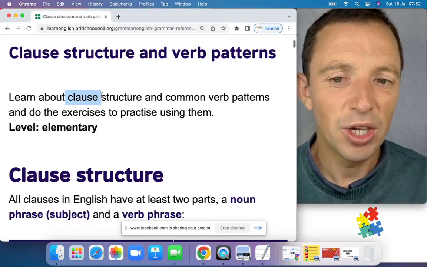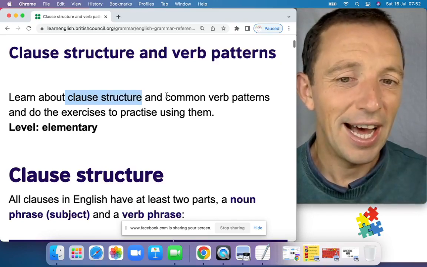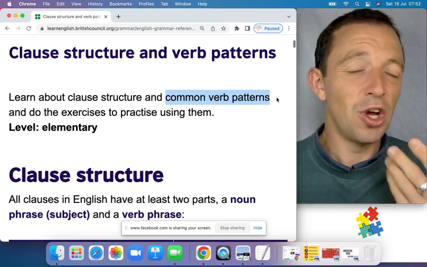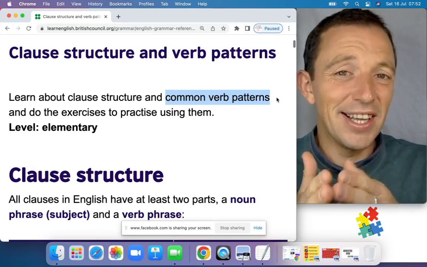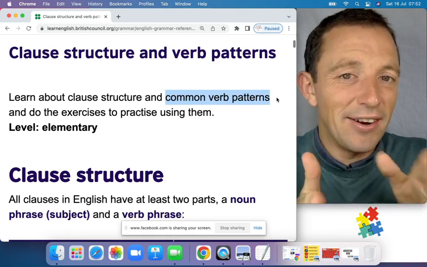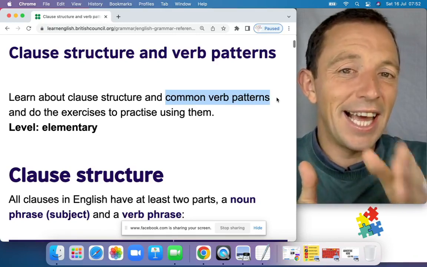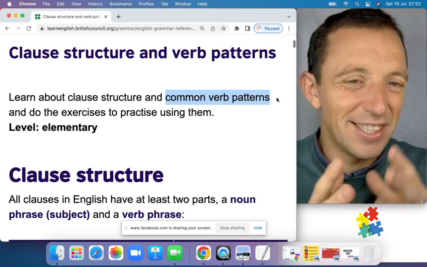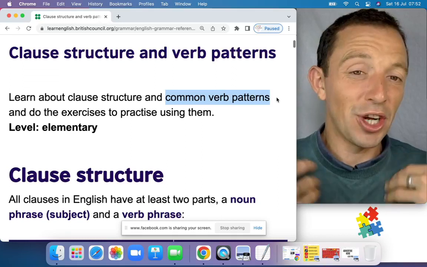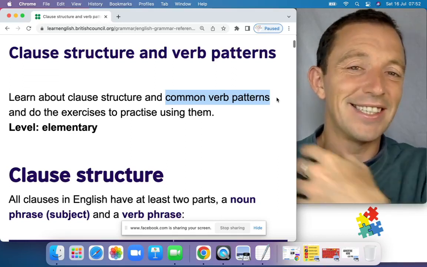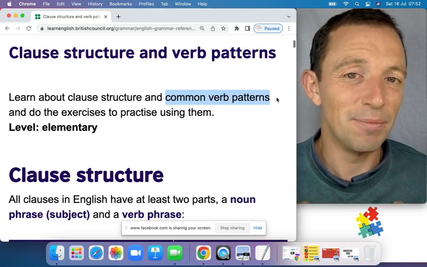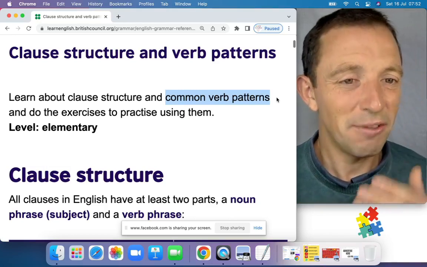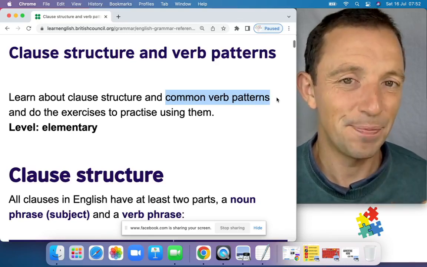So what is the topic for today? Learn about clause structure and common verb patterns and do the exercises. So a pattern, what is a pattern? A pattern is like a routine, something that happens regularly, frequently, again and again. For example, on your clothes you can have a pattern as well. It's a design that has repetition, like a design that repeats.